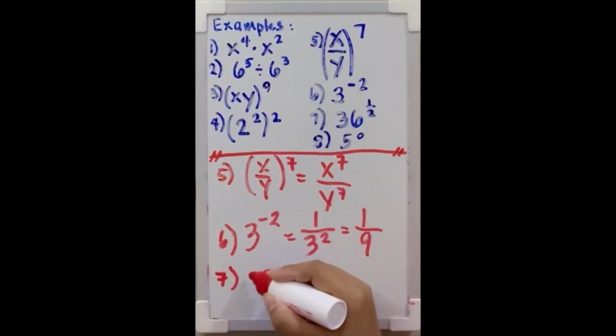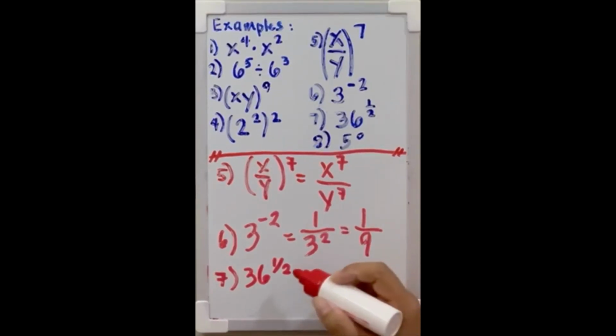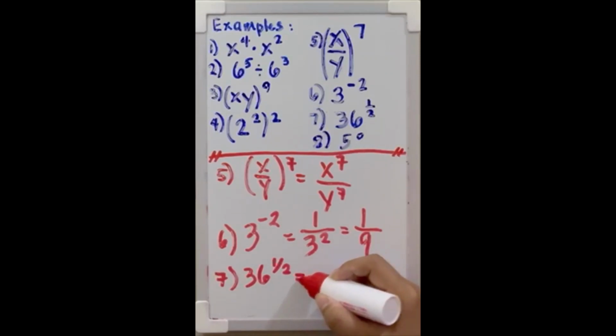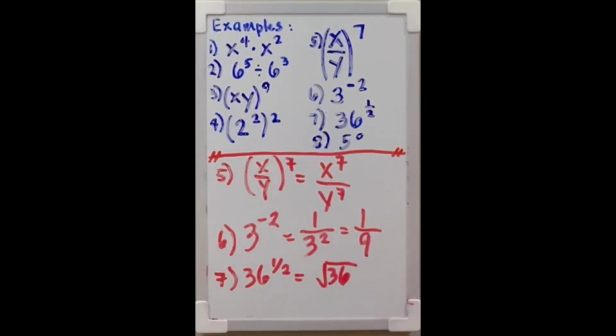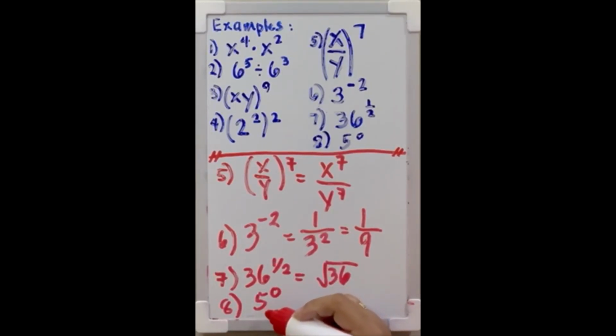For number 7, we have 36 raised to 1/2. This is the fractional exponent rule. We have the fraction 1/2 as the exponent of 36. This is just equal to the square root of 36. Next, number 8. We have 5 raised to 0. So according to the zero exponent rule, any number except 0 having the exponent of 0 will be equal to 1.